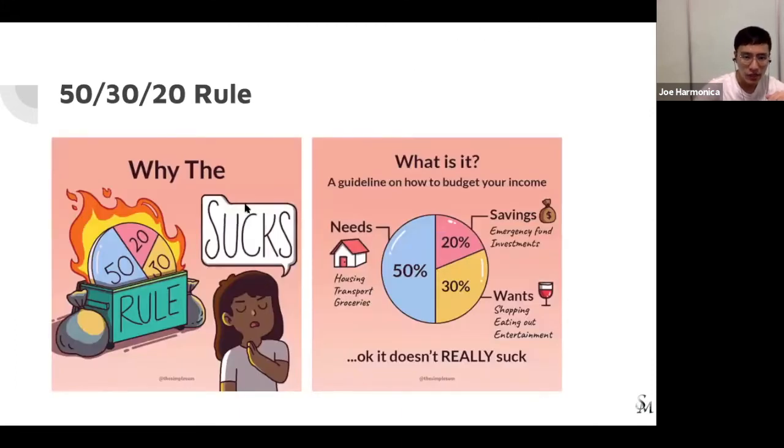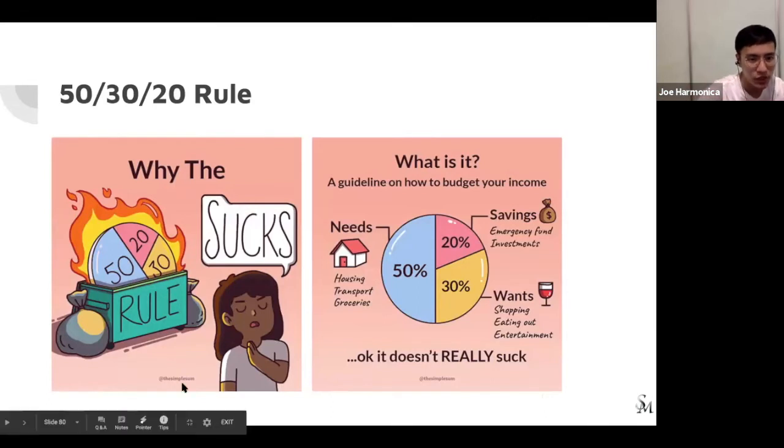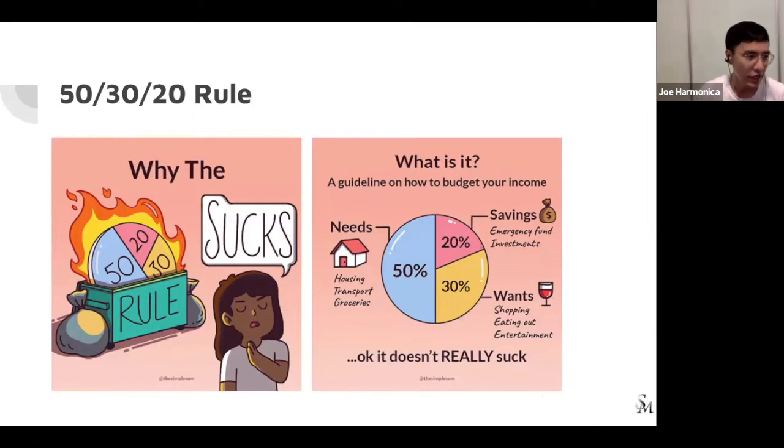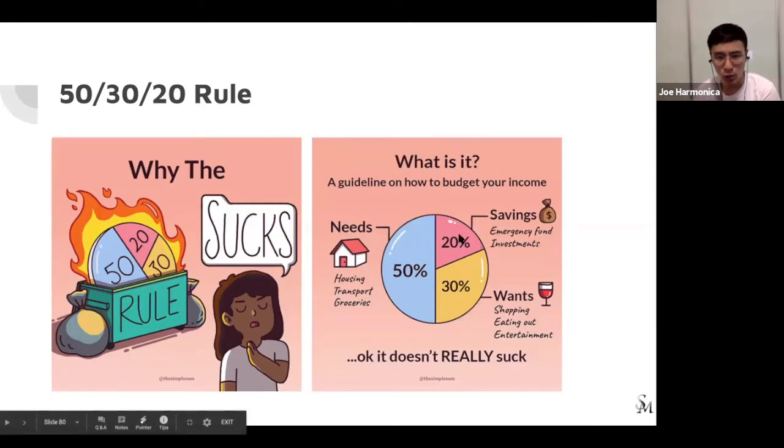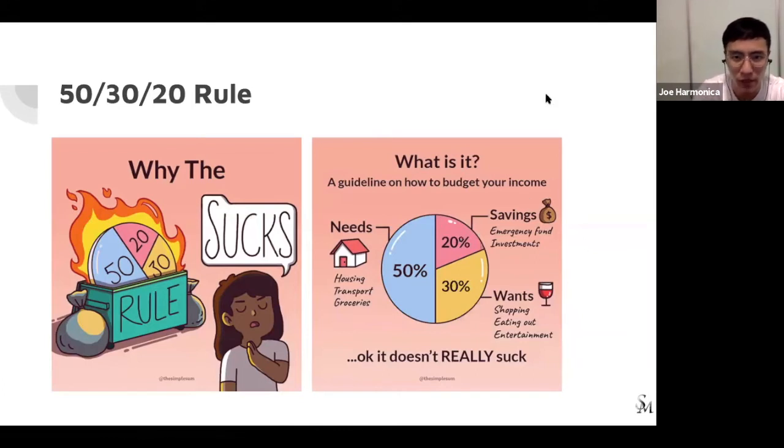So these slides, these are some drawings or graphics I took from The Simple Sum on Instagram, so you can follow them, The Simple Sum. I find it very interesting and easy to understand, all right? Why does the 50, 30, 20 rule suck? So if you are following the 50, 30, 20 rule now, please take note of what I'm sharing here.